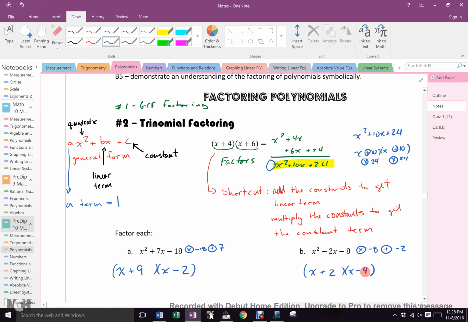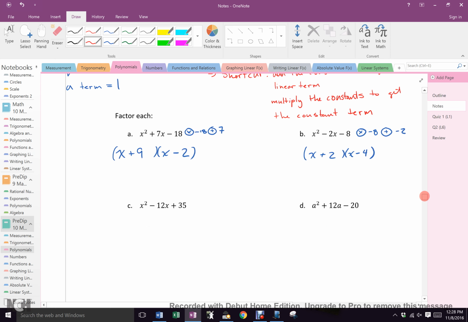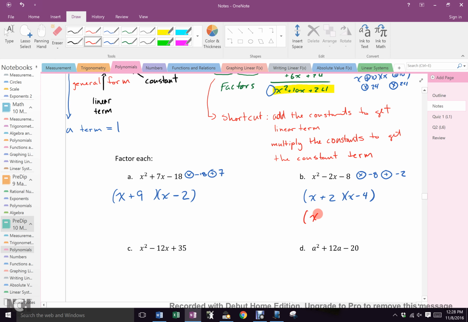Is everybody cool? Now, here's something that kids always ask: well, what if I write it this way? Would it matter if it was x minus 4 and x plus 2? No, that's okay. But is x plus 4 and x minus 2 okay? No, because that's not going to get me the negative 2 in the middle. Is everybody cool with that?